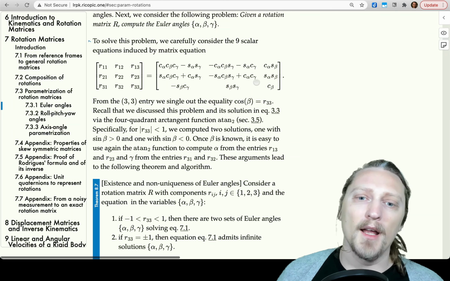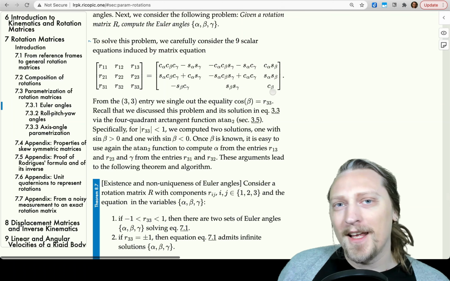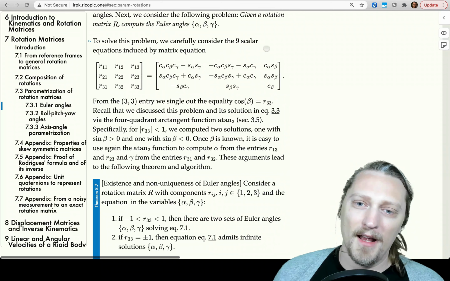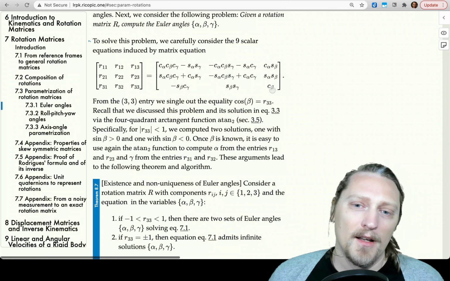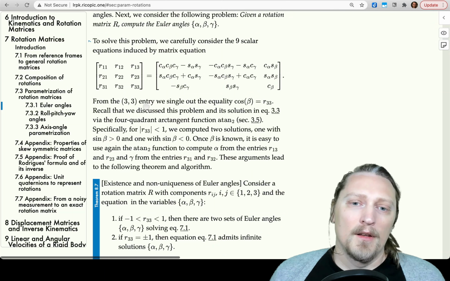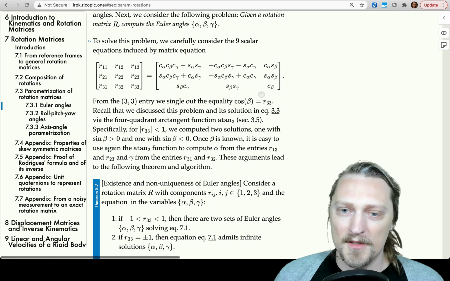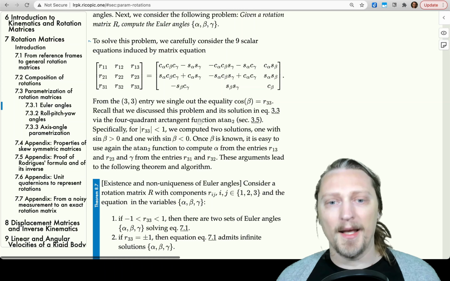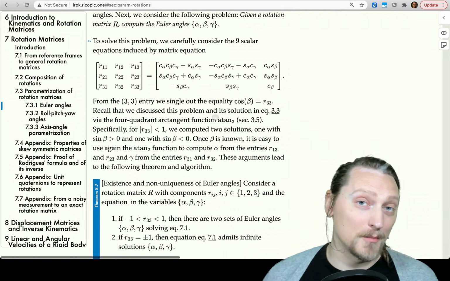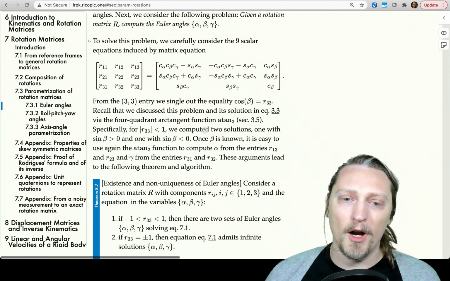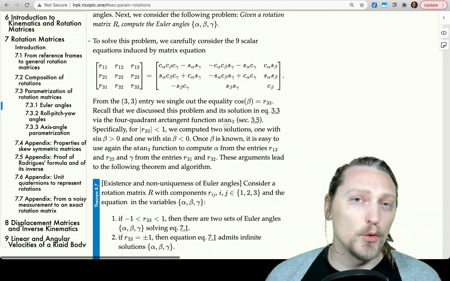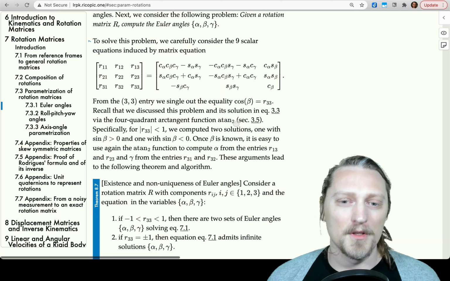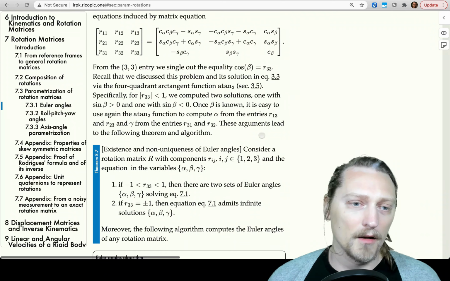From the 3,3 entry, we start there because that only has cosine of beta. Nice, easy one, right? All the other ones have at least 2 angles. This one has 1 angle. We can set that equal to R33, so cosine beta equals R33. Recall that we discussed this problem and its solution in equation 3.3, way back in chapter 3, via the 4-quadrant arctangent function, arctan 2. So you've got to get that 2 in there, otherwise you're going to lose information. Go back and check that out if you'd like.